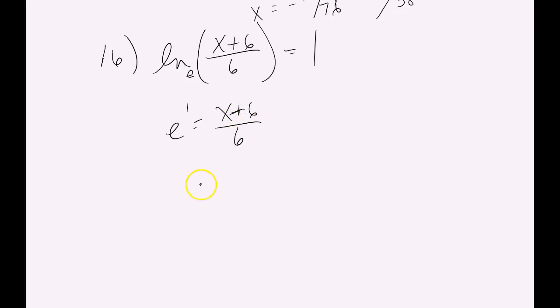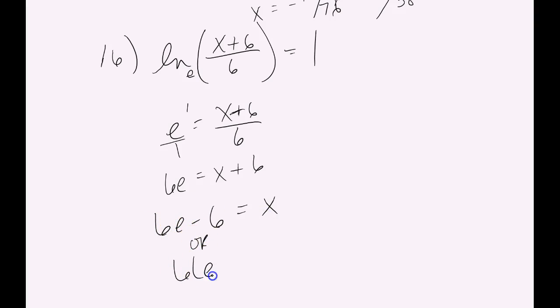And if you don't like this, well, that's too bad. I would just put this over 1 and cross multiply. So you have 6e equals x plus 6. 6e minus 6 equals x. That's how I would write my final answer. I'm sure some people would factor out the 6 and do it like that. But really, it doesn't matter. However you want to do it.